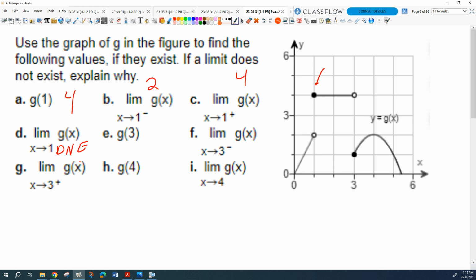Okay, what's g of 3? Show me with your fingers, everybody. What's g of 3? Good. It's 1, right? It's that point right there, isn't it? That's where the ant will stand when he steps on an x value of 3. What's the limit of g of x as x approaches 3 from the left? Show me with fingers.